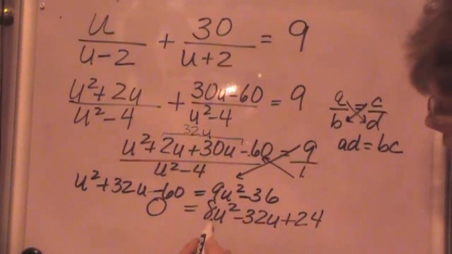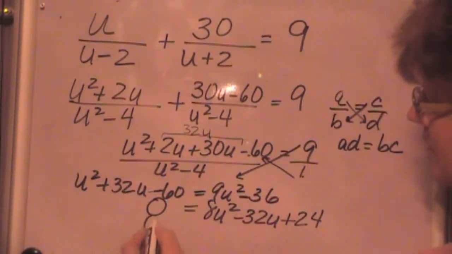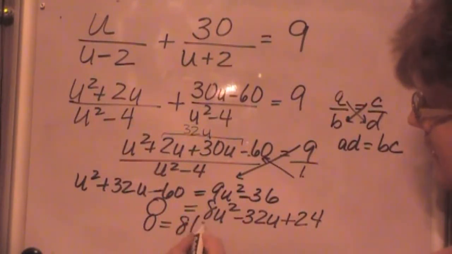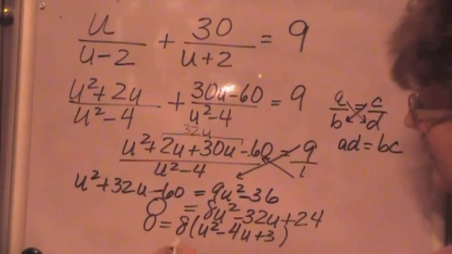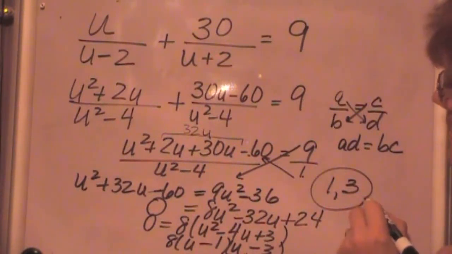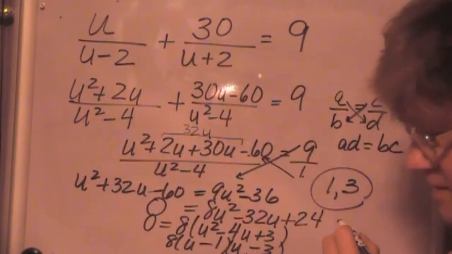I can factor out an 8. Don't forget that greatest common monomial, because this would be a bugger to try to factor without getting that 8 out of there. 8 times u squared minus 4u plus 3. Now it factors into 8 times u minus 3 times u minus 1. And our answers are 1 and 3. So you need to stick those back into the original and see that they work.